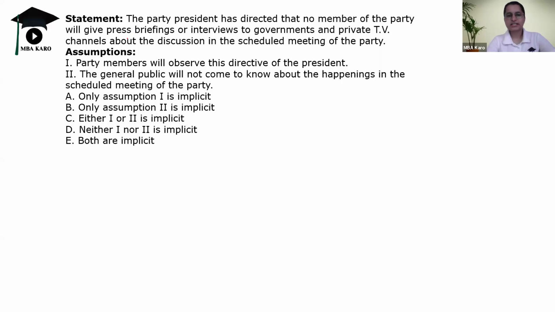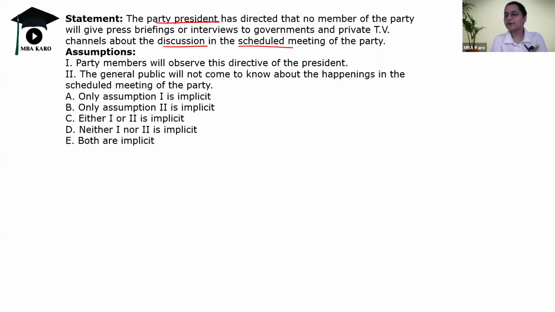Okay, let's see the statement. The statement is, the party president has directed. So this person was a party president. He is directing all the members that no member of the party will give press briefings or interviews to the government and private TV channels about the discussion in the scheduled meeting of the party. So any discussion that has been done in the meeting of the party, no member is going to go out and give a briefing to the press.